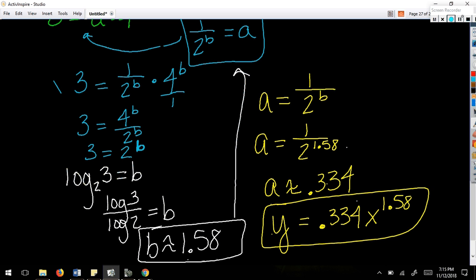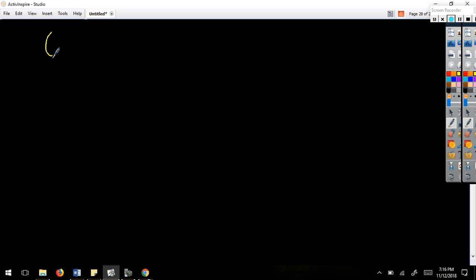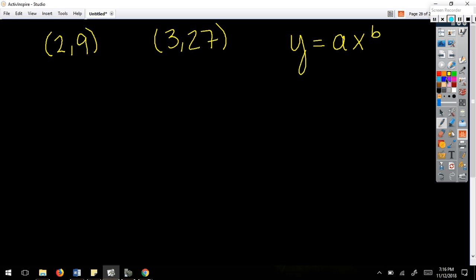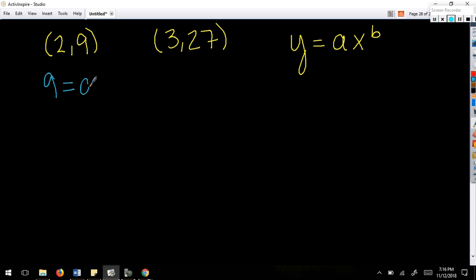Okay, let me give you one to try. Let's say you want the equation of the power function of the form a times x to the b that goes through these 2 points. So if you'll take a minute to calculate that. All right, so we'll just run through it together. We'll set up the two equations. 9 equals a times 2 to the b, and 27 equals a times 3 to the b.